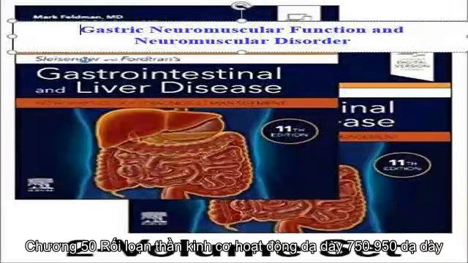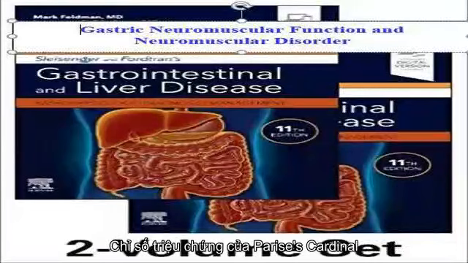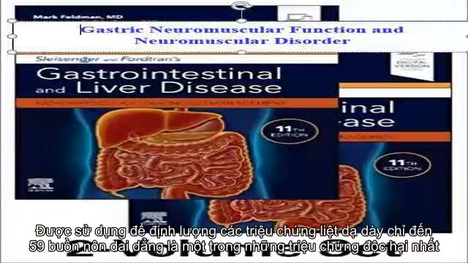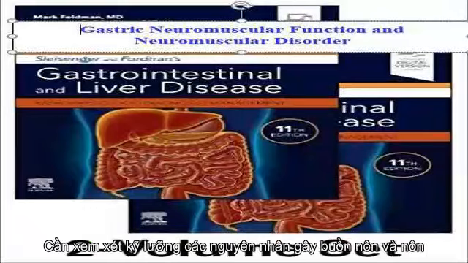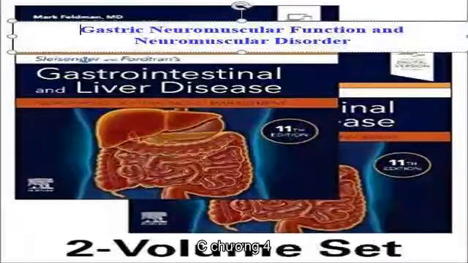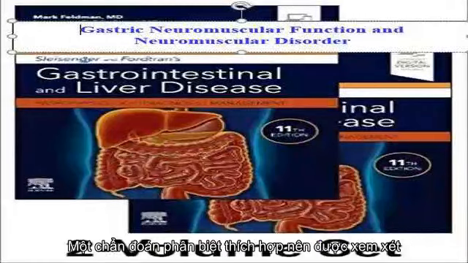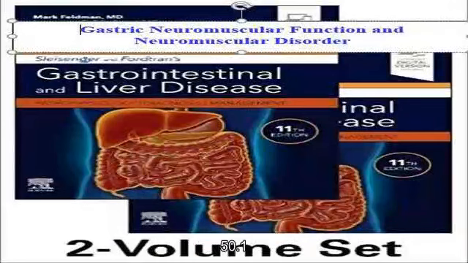The gastroparesis cardinal symptom index is used to quantify gastroparesis symptoms. Persistent nausea is one of the most noxious symptoms of the gastric neuromuscular disorders. A thorough review of the causes of nausea and vomiting is required, see Chapter 15, and an appropriate differential diagnosis should be considered, see Box 50.1.